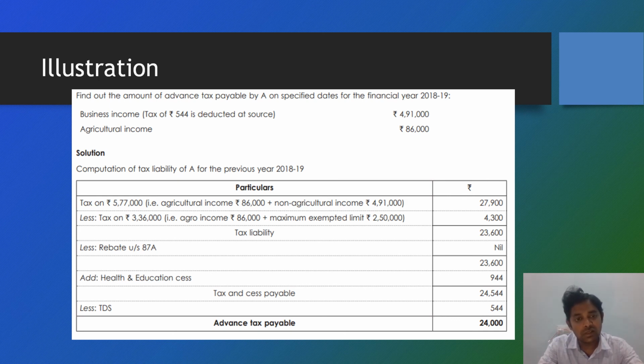Coming to the less: tax on 3,36,000, that is 86,000 of agricultural income and the maximum exempted limit of 2.5 lakh, that comes to around 4,300. So deduct it and you will get the tax liability as 23,600. Less the rebate, which is not given, and add the health and education cess, that is a maximum of 4%. 4% of 23,600 comes to 944. So the tax and cess payable now is 24,544. The TDS which has been cut before is 544, which is less. So the total amount of advance tax payable is 24,000.